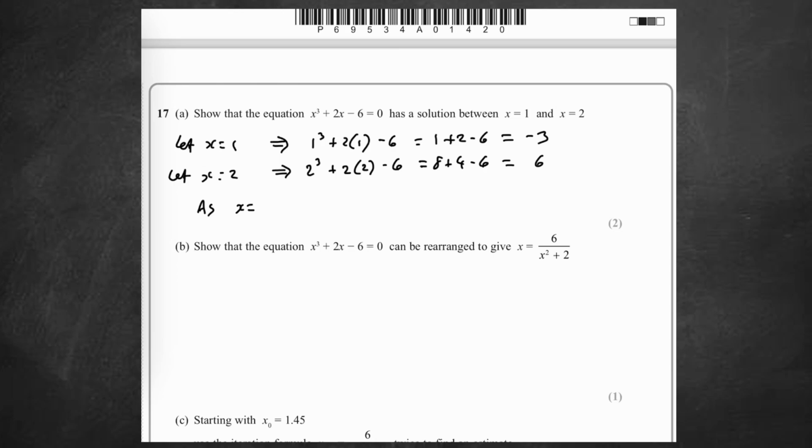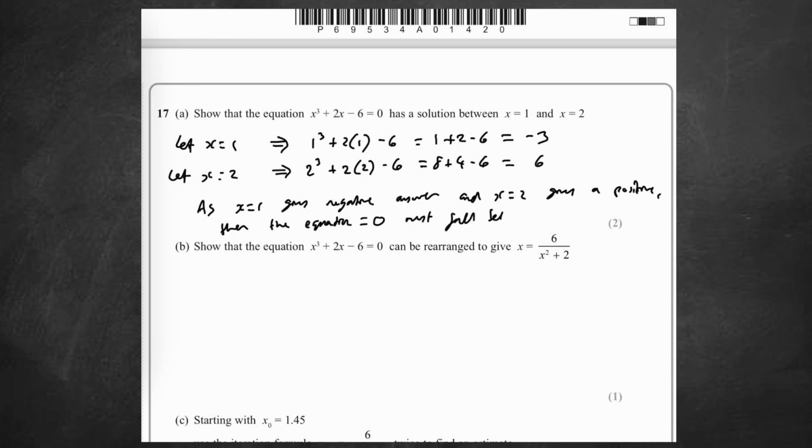As x equals 1 gives a negative answer, and x equals 2 gives a positive, then the equation equals 0 must fall between x equals 1 and x equals 2.